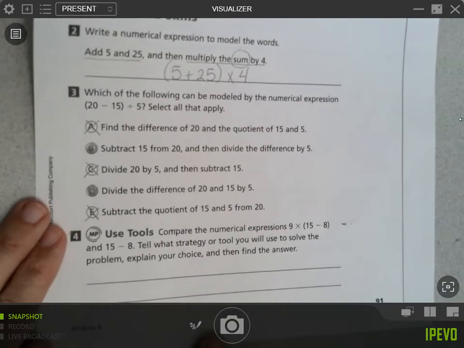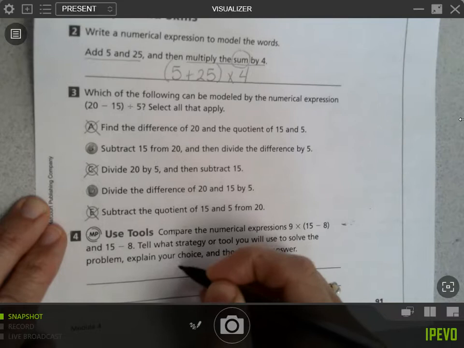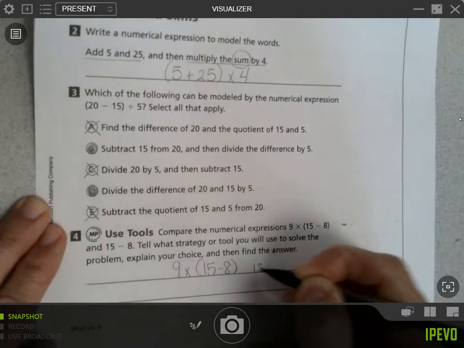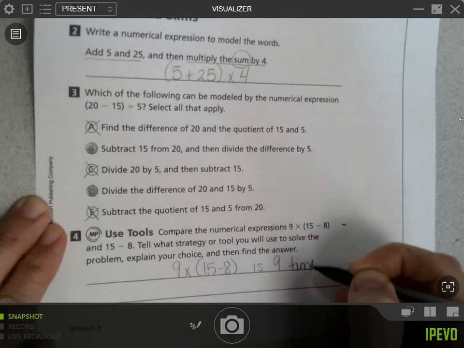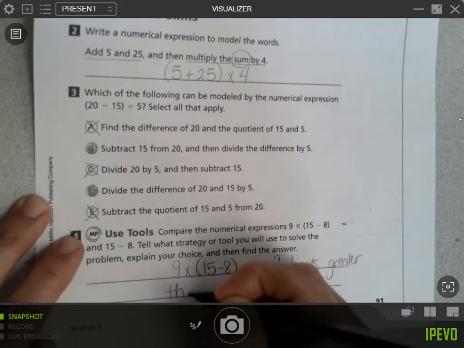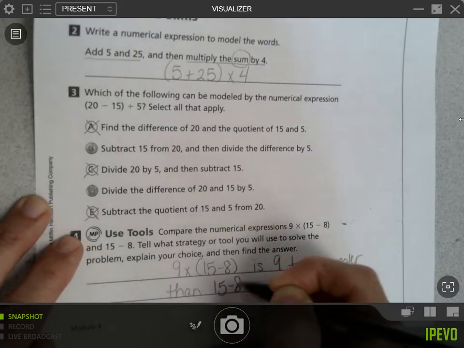Compare the numerical expressions 9 times the difference of 15 and 8, and 15 and 8. Tell what strategy or tool you will use to solve the problem. Explain your choice and then find your answer. So as we talked about in class, this expression, 9 times the difference of 15 minus 8, that is 9 times greater, or 9 times as great as 15 minus 8.